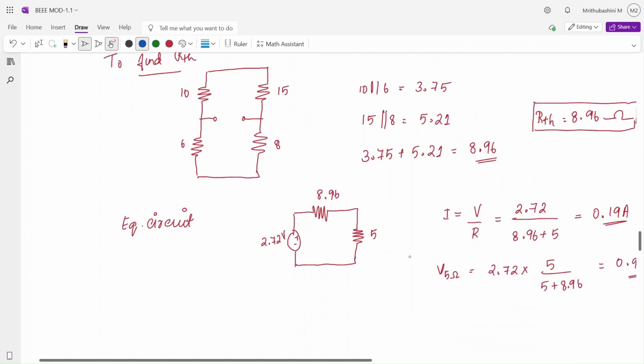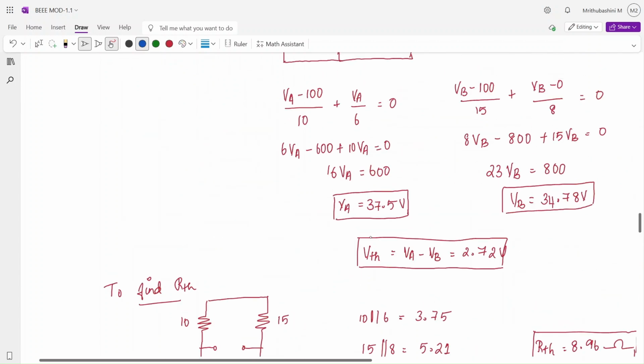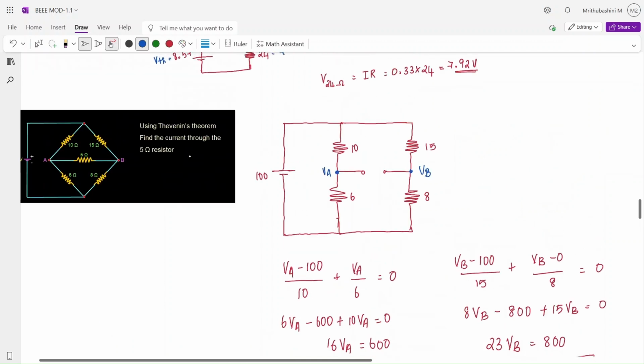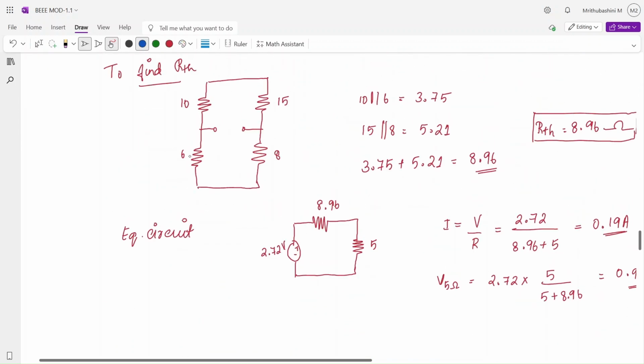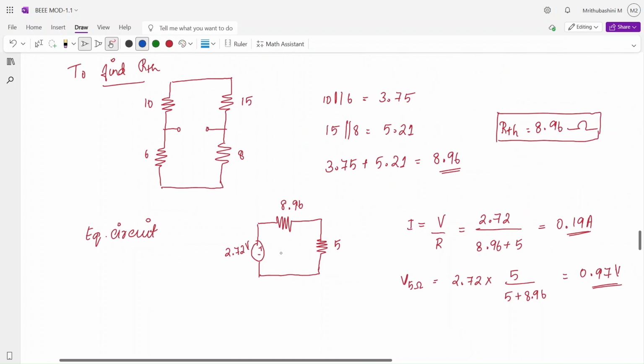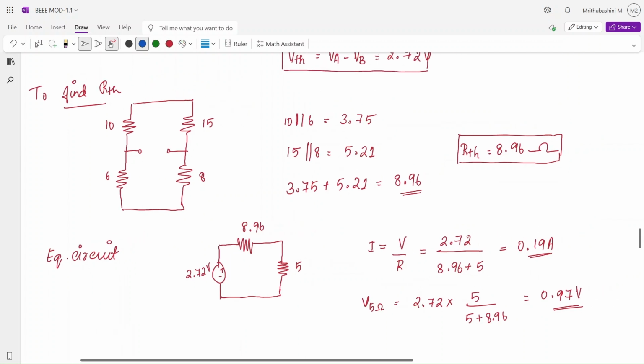Alright, then you have to draw the equivalent circuit with VTH, RTH and RL. They are asking you in this question to find the current across the 5 ohm resistor. You know current divides in parallel, not in series, so the current will be the same for these. So I is equal to V by R, which is 2.72 by (8.96 plus 5), giving 0.19. And if they're asking you to find the voltage also, you just do voltage division or just multiply this current into 5. You'll get the voltage across the 5 ohm.